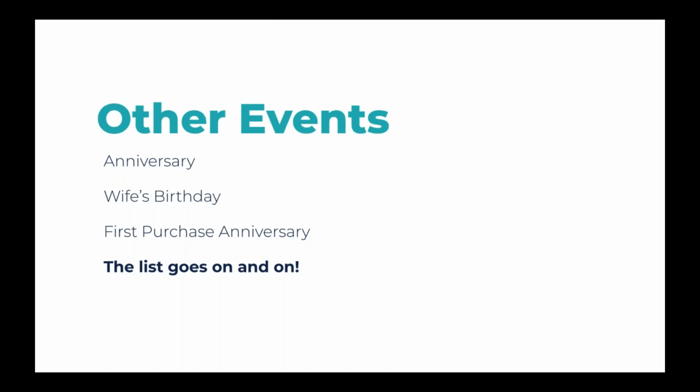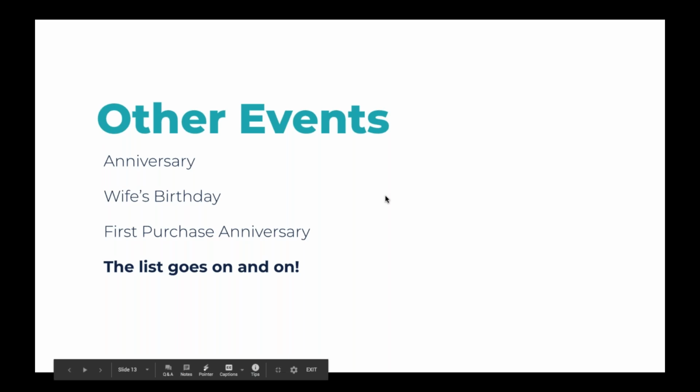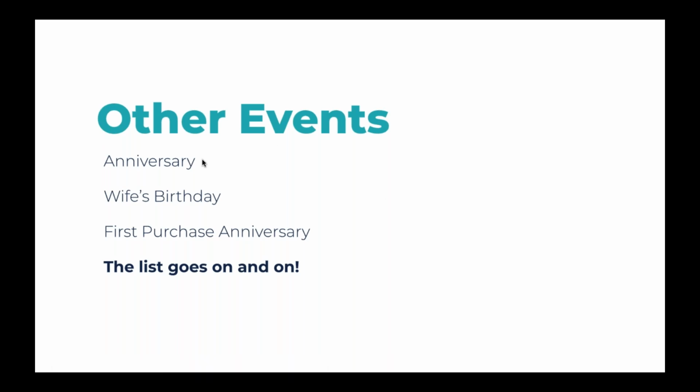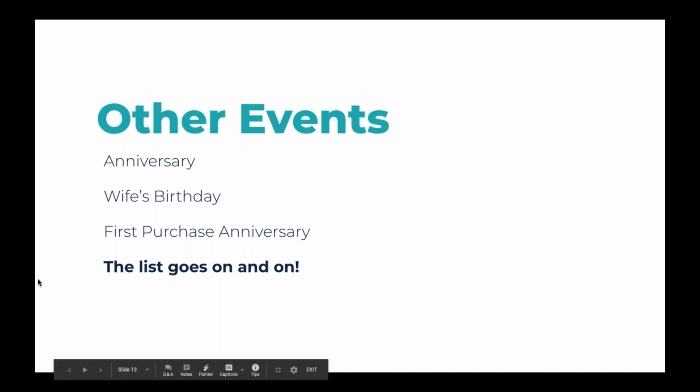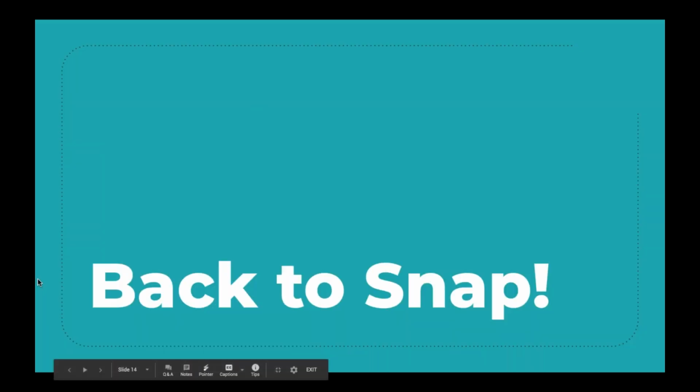But it's not just birthday emails. You could have other events that you're sending out autoresponders for, things like anniversary, maybe wife's birthday or partner's birthday. You could also send out first purchase anniversary. Maybe you send out every year on the day that they came into the store on the first time ever. You send them a gift. Hey, this is like our anniversary. You and our store's anniversary. So here's a gift. The list goes on and on for all of those different events that you can create.